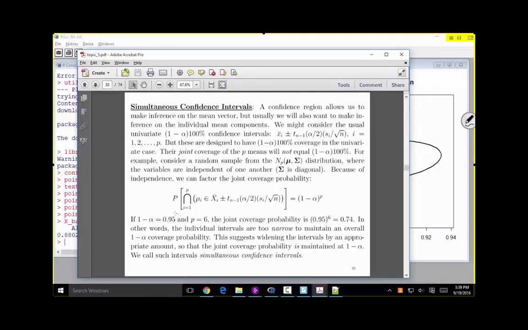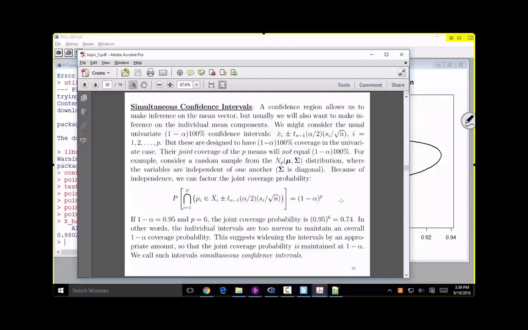If we're talking 95% confidence intervals, and p is equal to 6, then if you went one by one and did univariate style 95% confidence intervals, the joint coverage probability, the probability they all cover their respective means, is only 0.74. When we go multivariate and we do inference on top of inference on top of inference, we are increasing chances of errors.